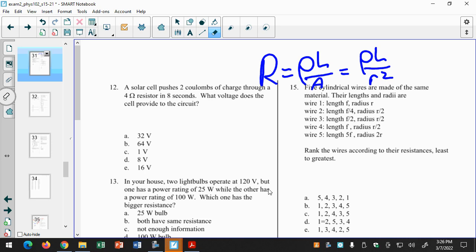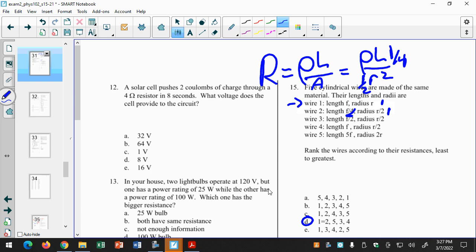Well, I don't have a good one. Let's just figure out the coefficient for each of these. For wire number 1, I have a 1 for length and a 1 for radius, so I just have 1 over 1 squared, which is 1. For the second one, for the length I have 1 over 4, and I have a radius of 1 over 2. So 1 over 2 squared is 1/4, and this is just 1. Now I know that wire 1 is equal to wire 2.